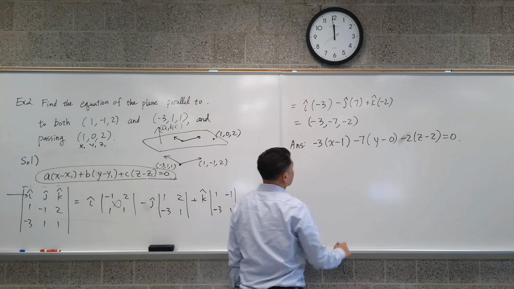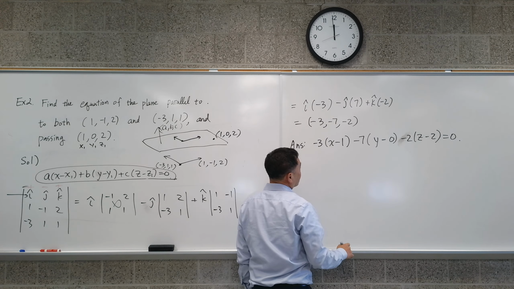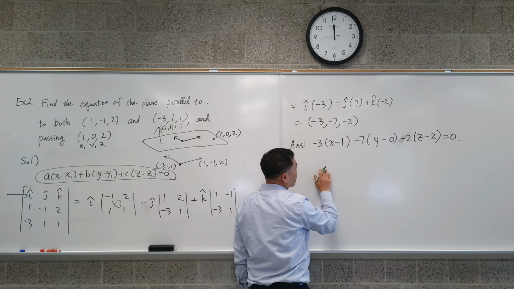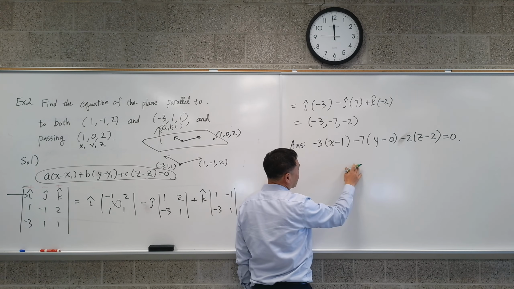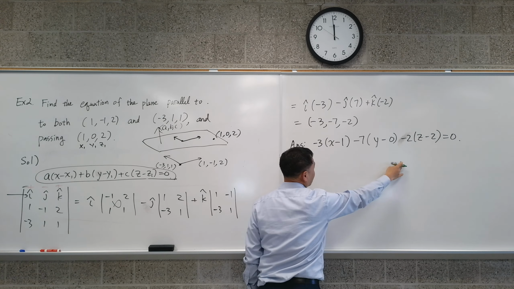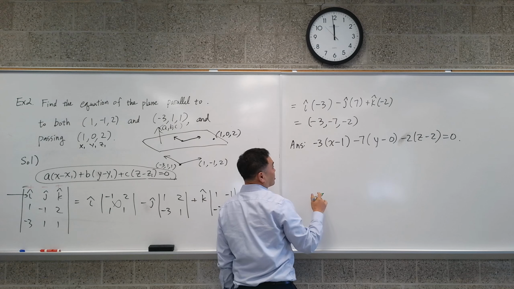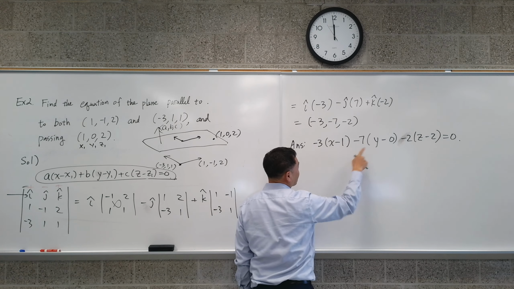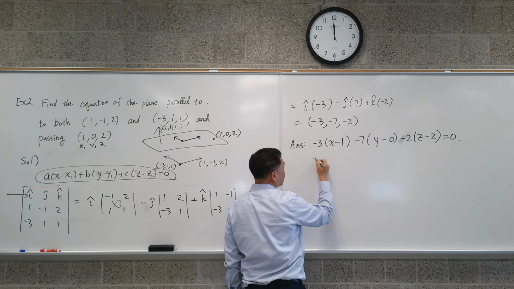And then, you should really try to write down your answer in terms of the standard form, which is something x plus something y plus something z equals some constant on the right side. But I also don't like the fact that everything's minus, so let's multiply by minus first.